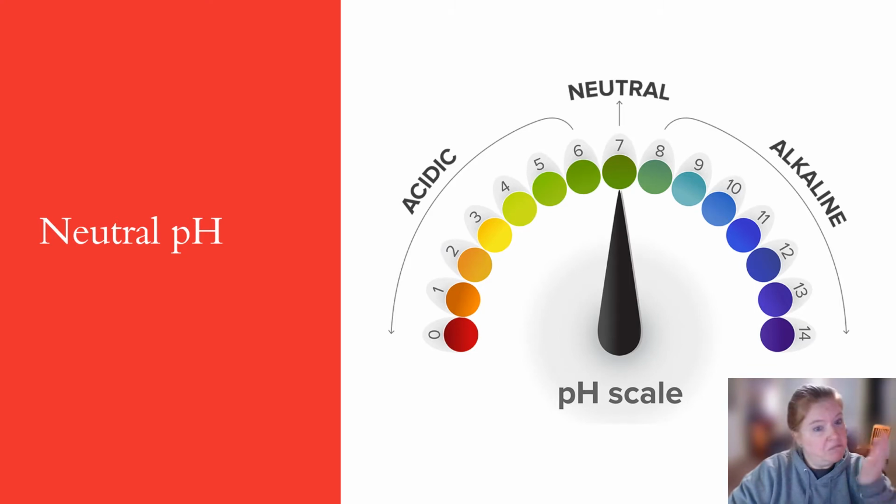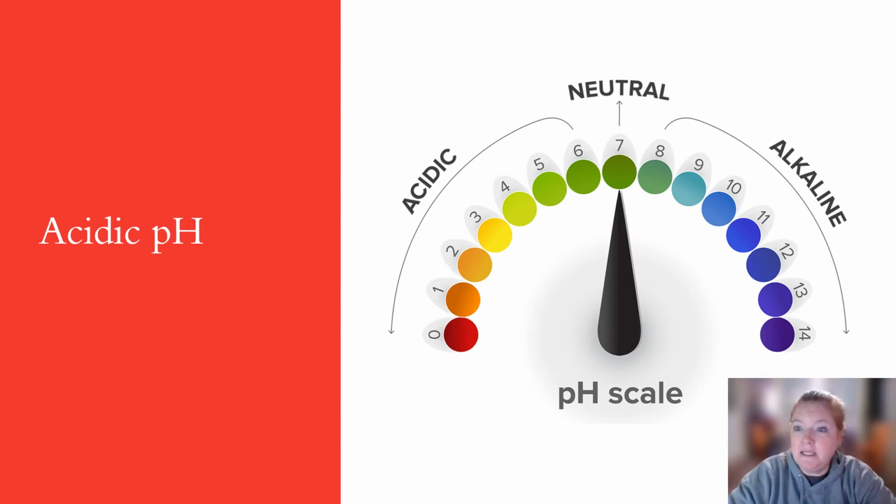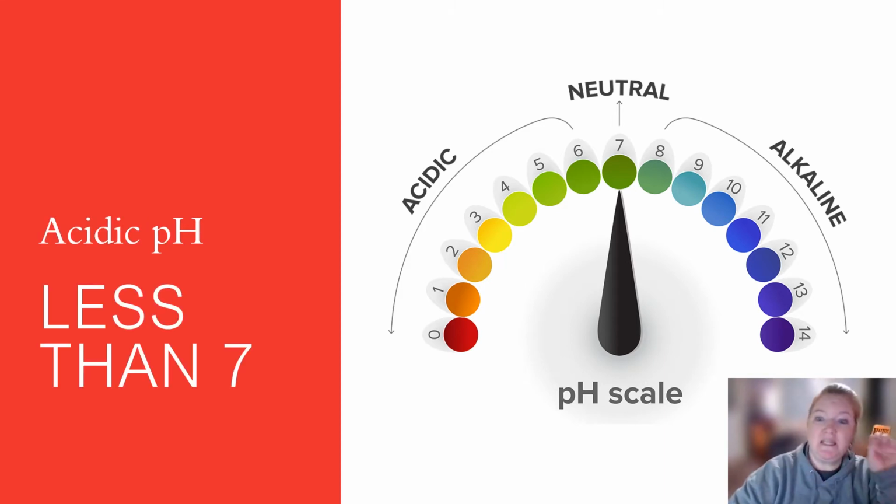So again, neutral pH is what? 7. Right smack in the middle. An acidic pH is less than 7. So that could be 6.9. It could also be 1 or 0. It just has to be less than 7.